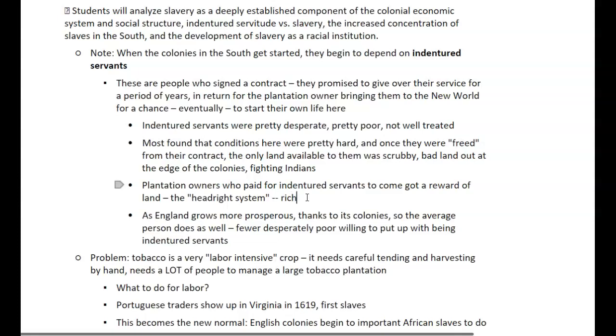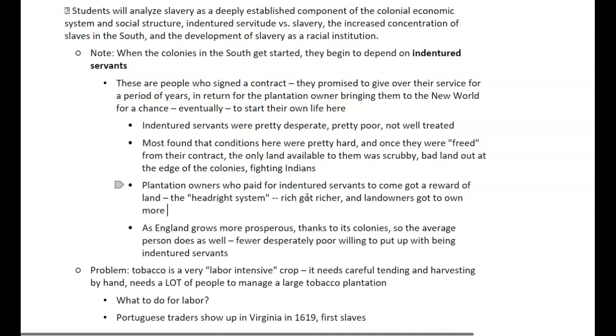That meant that the rich got richer and landowners got to own more and more land. And if land is the source of wealth and power, the rich guys who could afford to bring over indentured servants get even more land, get even more powerful, and pretty soon you have a handful of hyper super wealthy running the whole show in a place like Virginia or the Carolinas.